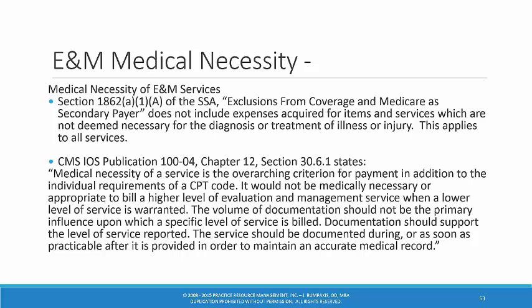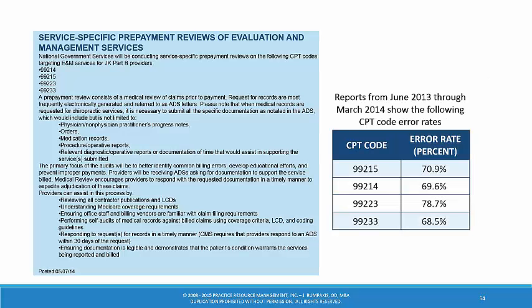Billers, remember that 92,000 codes come under the broad category of E&M services when they're considering it in the rules. The volume of documentation should not be the primary influence upon which a specific level of service is billed. Documentation should support the level of service reported, okay? So again, very specific on what we're supposed to do.